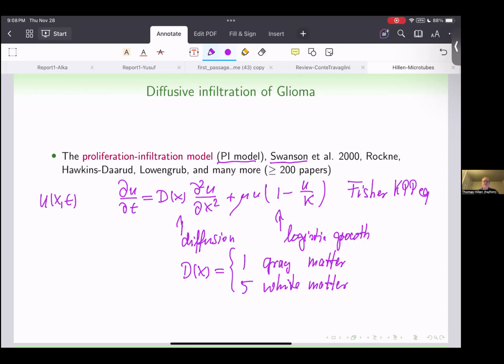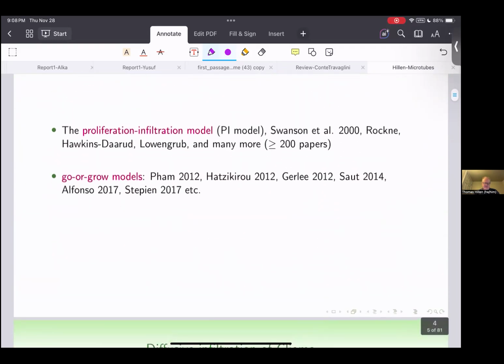So this is the proliferation infiltration model. The point I want to make is that it is based on a very standard kind of diffusion term. Okay, the second class is go or grow models. They started to become important around 2012. There are several papers in the same year which studied the go or grow mechanism.